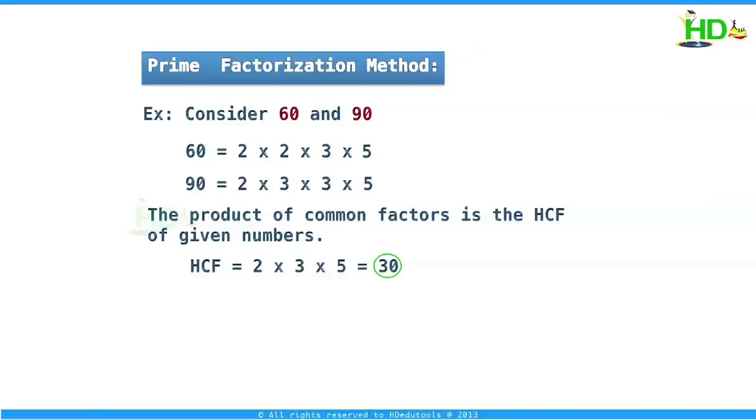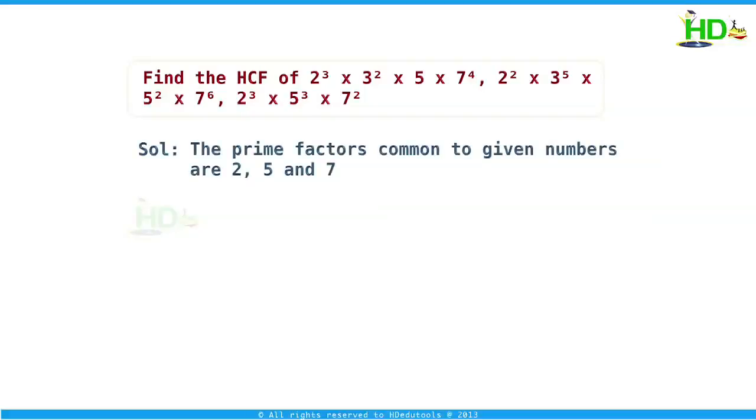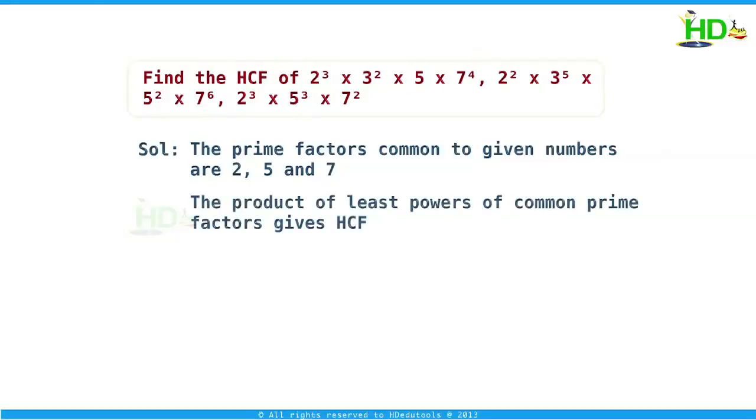Now, take another example. Find the HCF of given three numbers. Here the given numbers are in the form of product of prime factors. To find the HCF of the given three numbers, take the prime factors common to the given numbers. Here the prime factors common to the given numbers are 2, 5 and 7. The product of the least powers of the common factors gives the HCF. Now to find the HCF, we consider the least powers of the common prime factors.